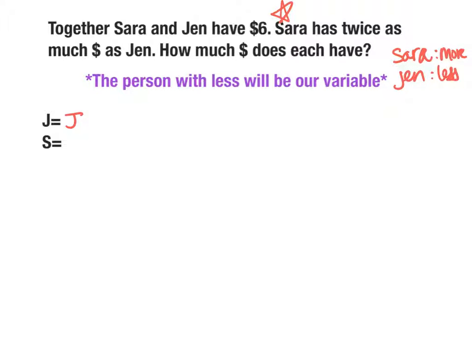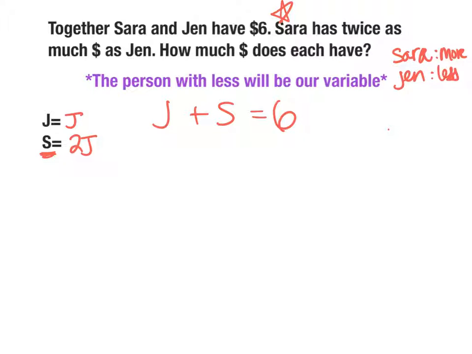How do I write double Jen? So then what would I put if I said she has double Jen, twice as much as Jen? What am I going to put in for Sarah? Double Jen. 2 times J. We are referring to Jen because Jen had less. That's the focus. All right, Jen plus Sarah equals $6, right?